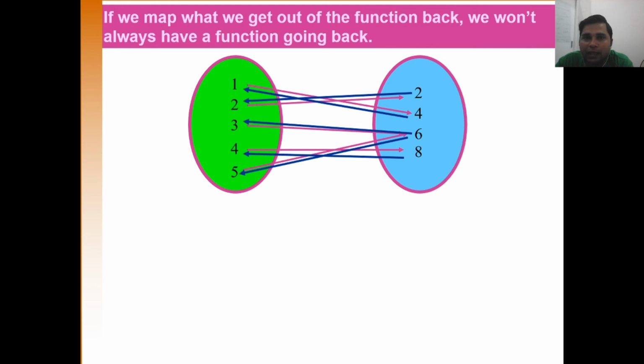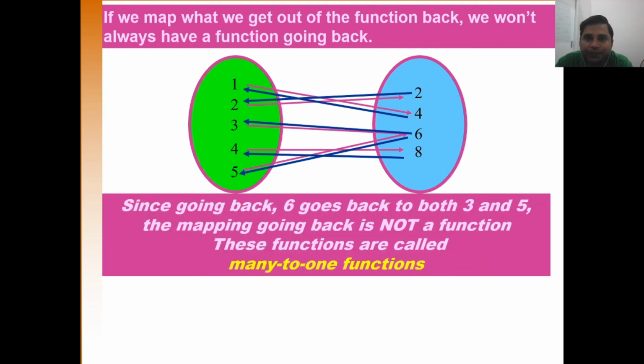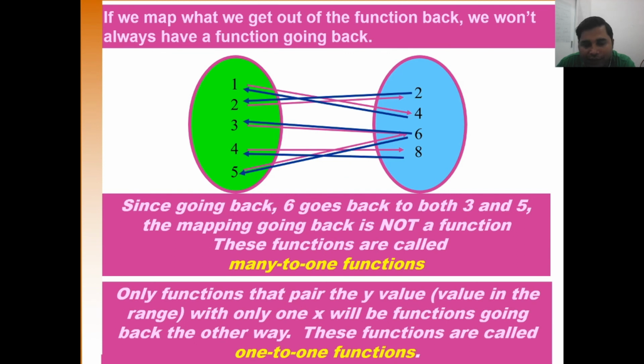So as it is no longer a function, that's why inverse is not defined, because a function cannot give two values of y for a single value of x. Since going back from 6, it goes back to both 3 and 5, the mapping going back is not a function. These functions are called many-to-one functions. So inverse is only defined for one-to-one functions. It means one value of x gives one value of y, and if you do reverse mapping, for one value of y, you get one value of x.